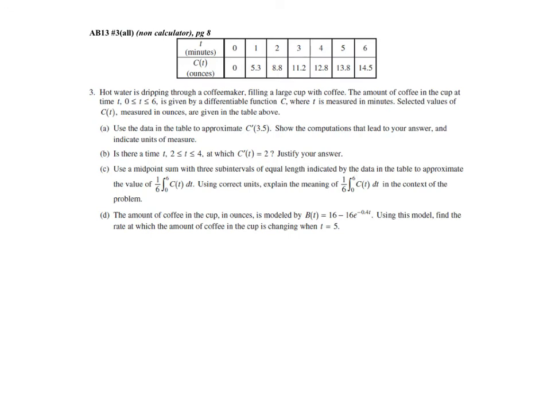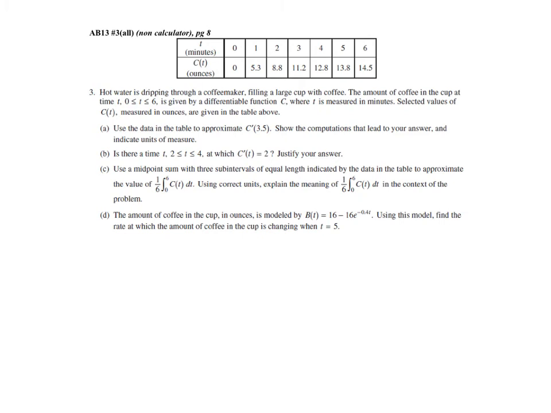Yes, 2013, the coffee maker. Let's do it. Non-calculator, so you can toss that TI to the side. Hot water is dripping through a coffee maker, filling a large cup with coffee. The amount of coffee in a cup for 6 minutes, from 0 to 6, is given by a differentiable function c. That is the amount of coffee. Selected values of c of t, measured in ounces, are given in the table above.